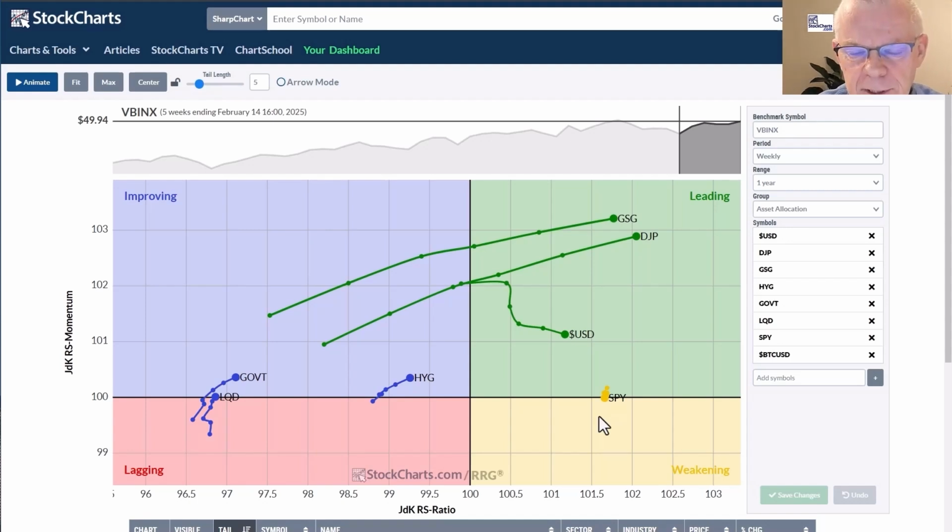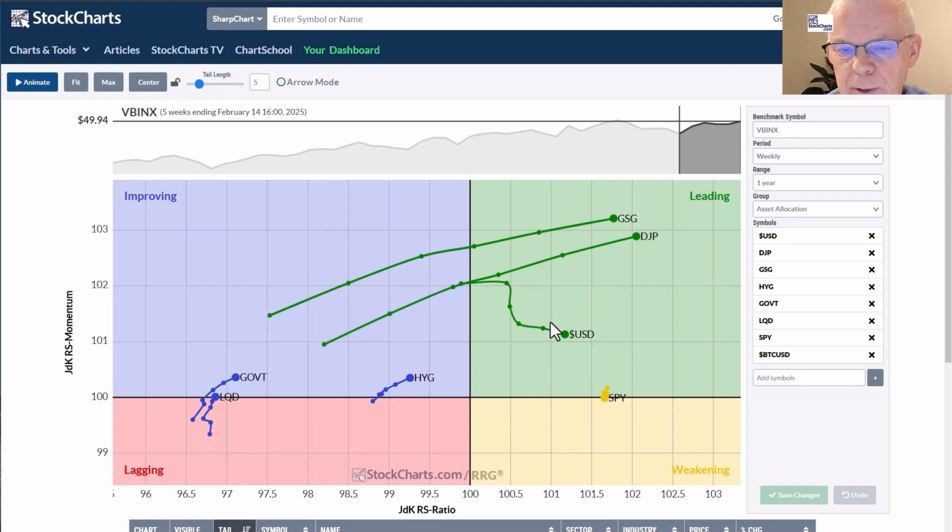But what's more interesting right now, because there's really something happening, is the enormous strength for commodities. We haven't seen that for a long period. And look at the tails for GSG and DJP. These need to be investigated because this is an outstanding rotation, very, very strong, moving from improving into leading at a very strong RRG heading.